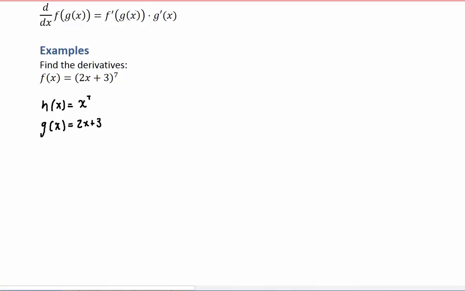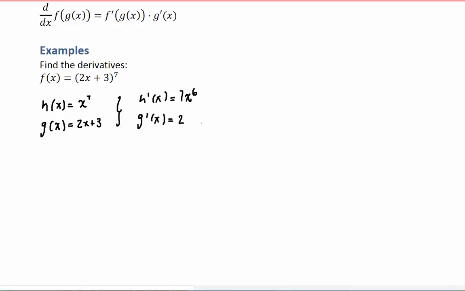So I always like to read this as derivative of the outside evaluated at the inside times the derivative of the inside. So let's calculate the derivatives. So h prime of x would be 7 x to the 6th, because it's going to be 7 minus 1. And then g prime is just 2.